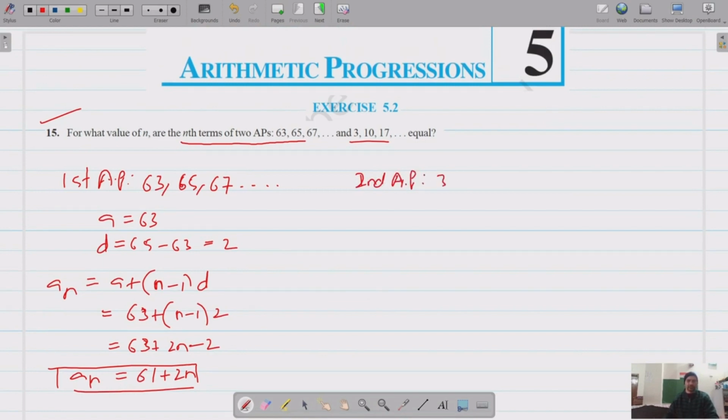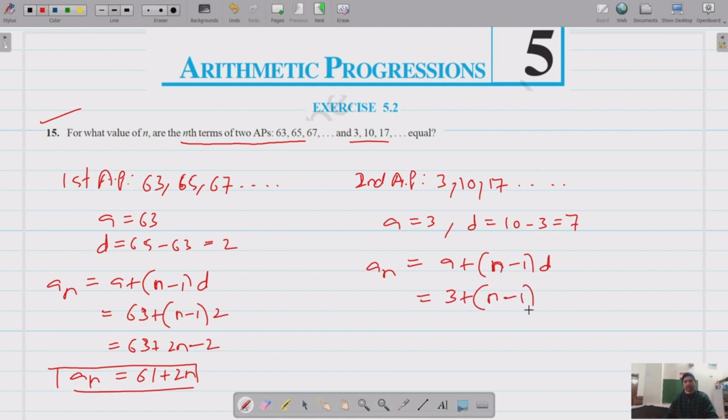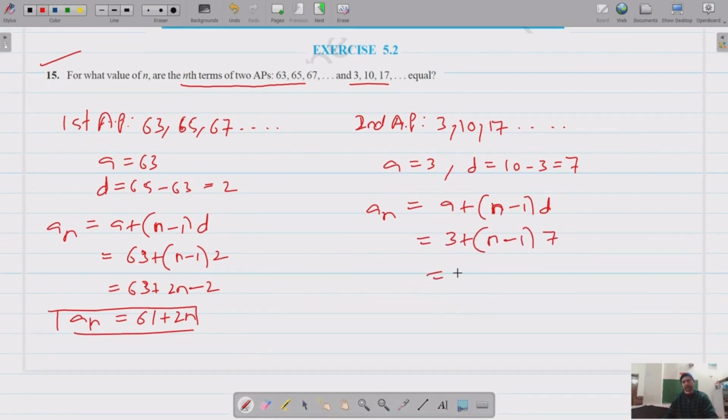So the second AP is 3, 10, 17, and here A is 3, and D is 10 minus 3, which is 7. So the nth term of this AP is A plus (N minus 1) into D. A is 3, D is 7. So this is 3 plus 7N minus 7, which is 7N minus 4.